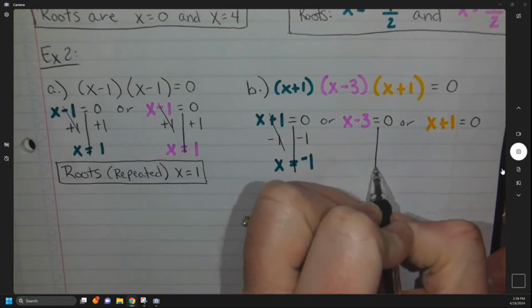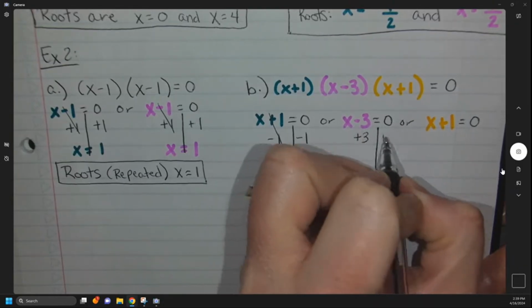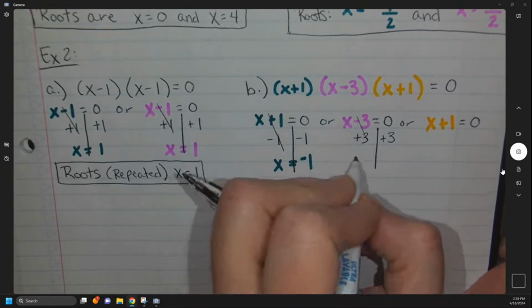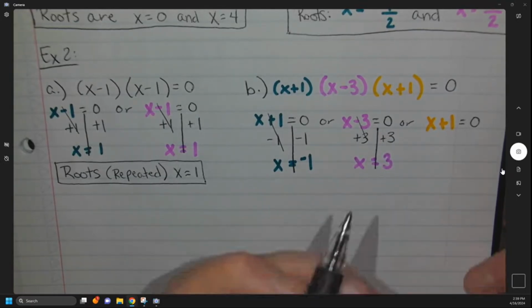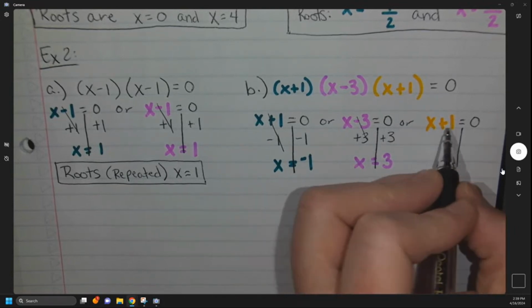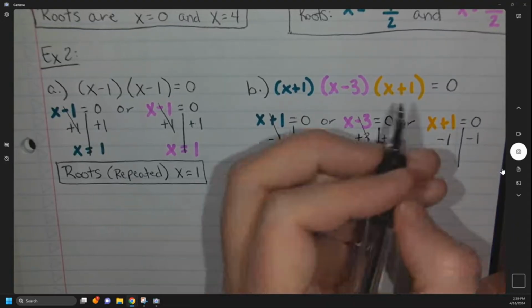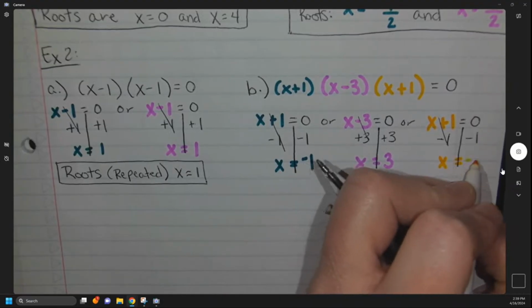For the next one, x minus 3, to get rid of that minus 3, we're going to add 3. We see that x equals 0 plus 3 gives us positive 3. And for the last one here, we've got x plus 1. We're going to get rid of that positive 1 by subtracting 1. That makes 0. We find that x equals negative 1.